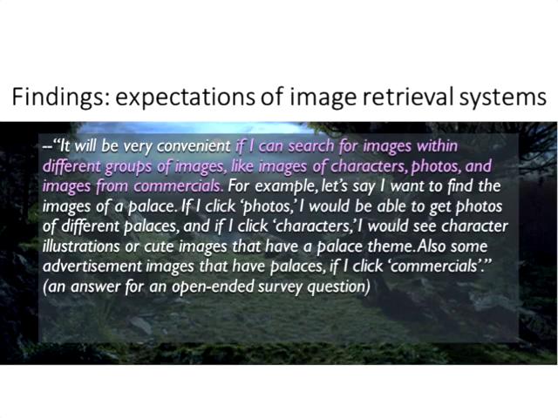And here's one quote from the participants who's talking about what should be improved in the current image retrieval systems. Here the participant is saying that it'll be very convenient if I can search for images within different groups of images like images of characters, photos, and images from commercials. This type of expectation of image retrieval systems is very different from what we general users usually have, which gives us an interesting insight.